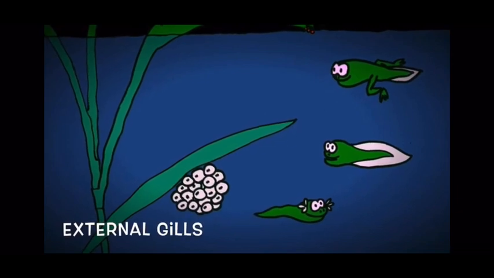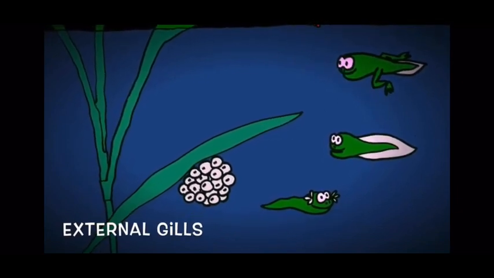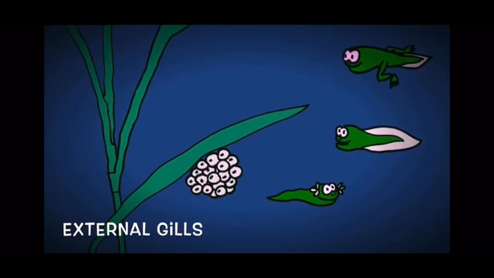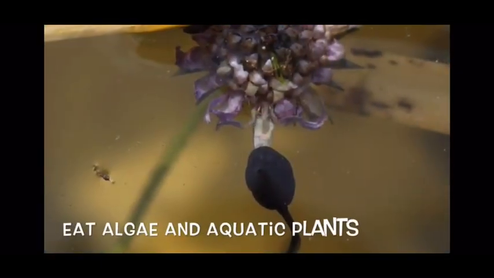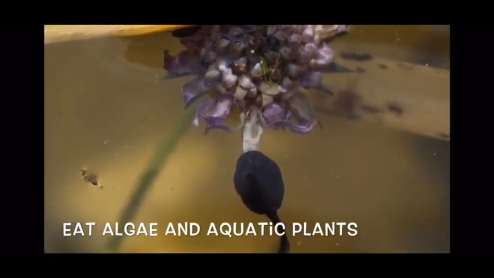The tadpoles breathe with external gills, which can be seen here as the white feathery structures on either side of their heads. They eat algae and other aquatic plants in order to grow bigger. At this stage they are called a tadpole.